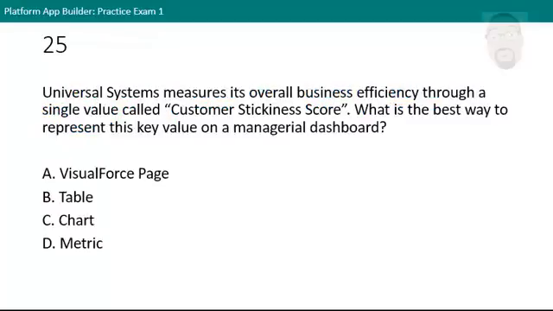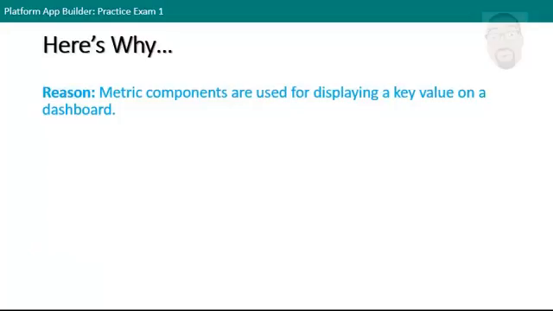Universal Systems measures its overall business efficiency through a single value called Customer Stickiness Score. What is the best way to represent this key value on a managerial dashboard? Metric. Metric components are used for displaying a key value on a dashboard.